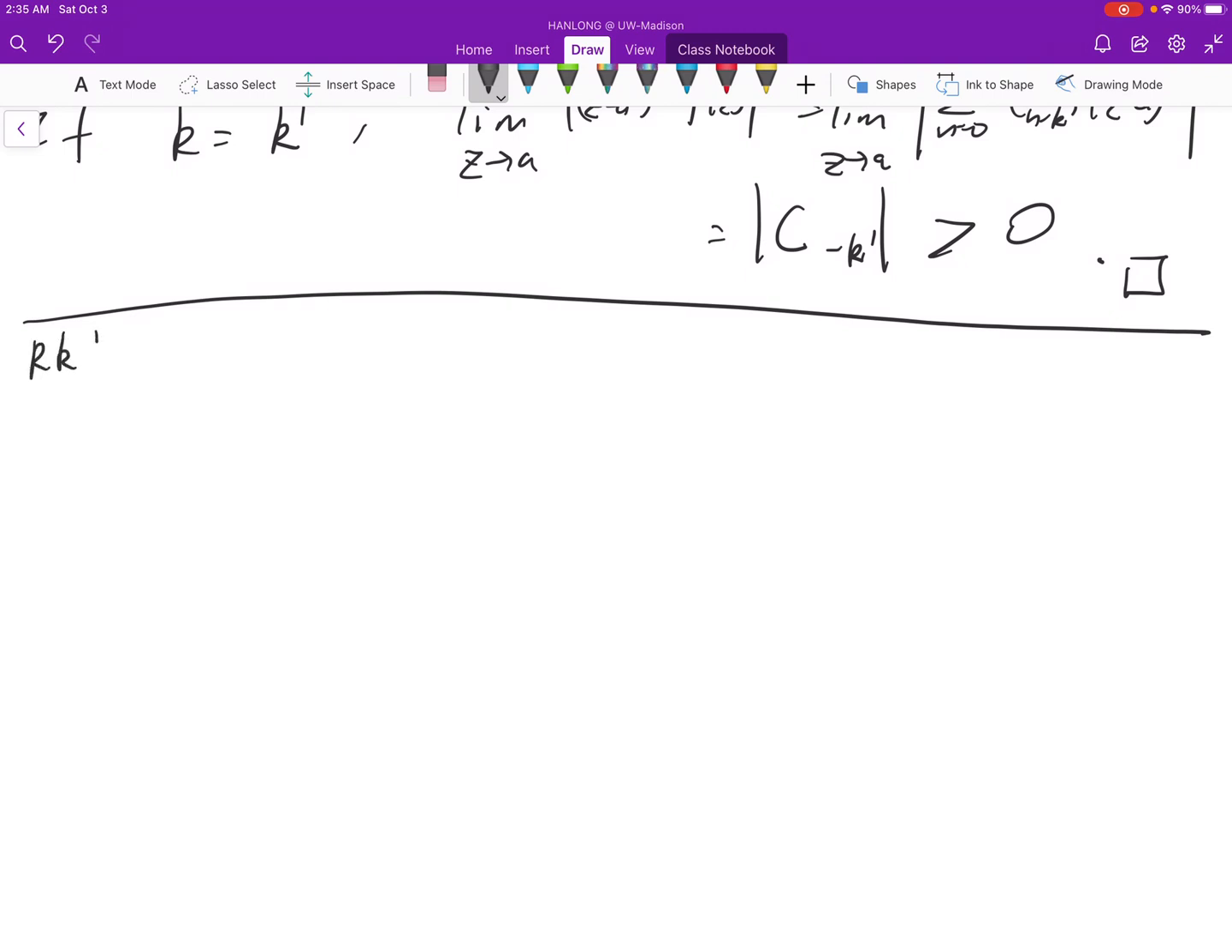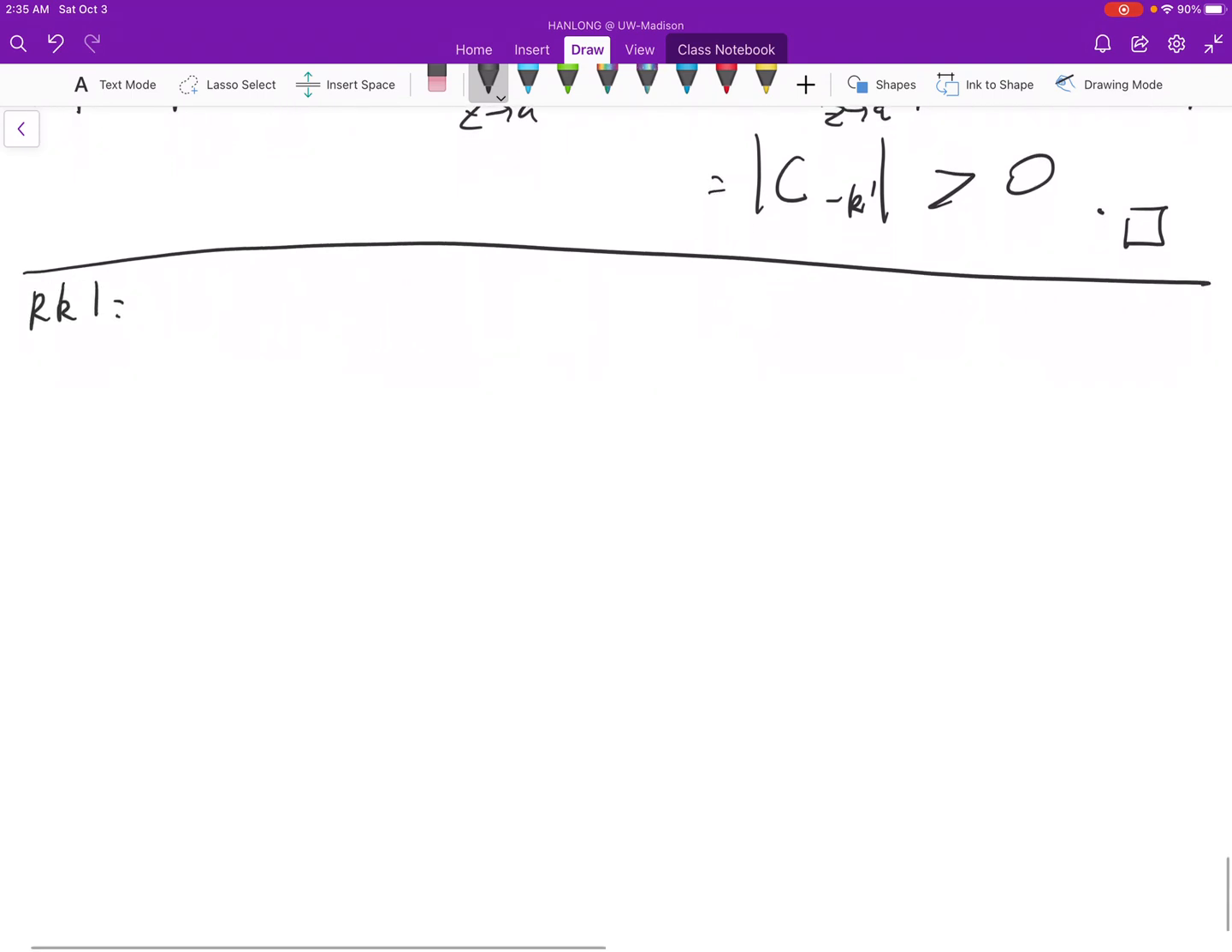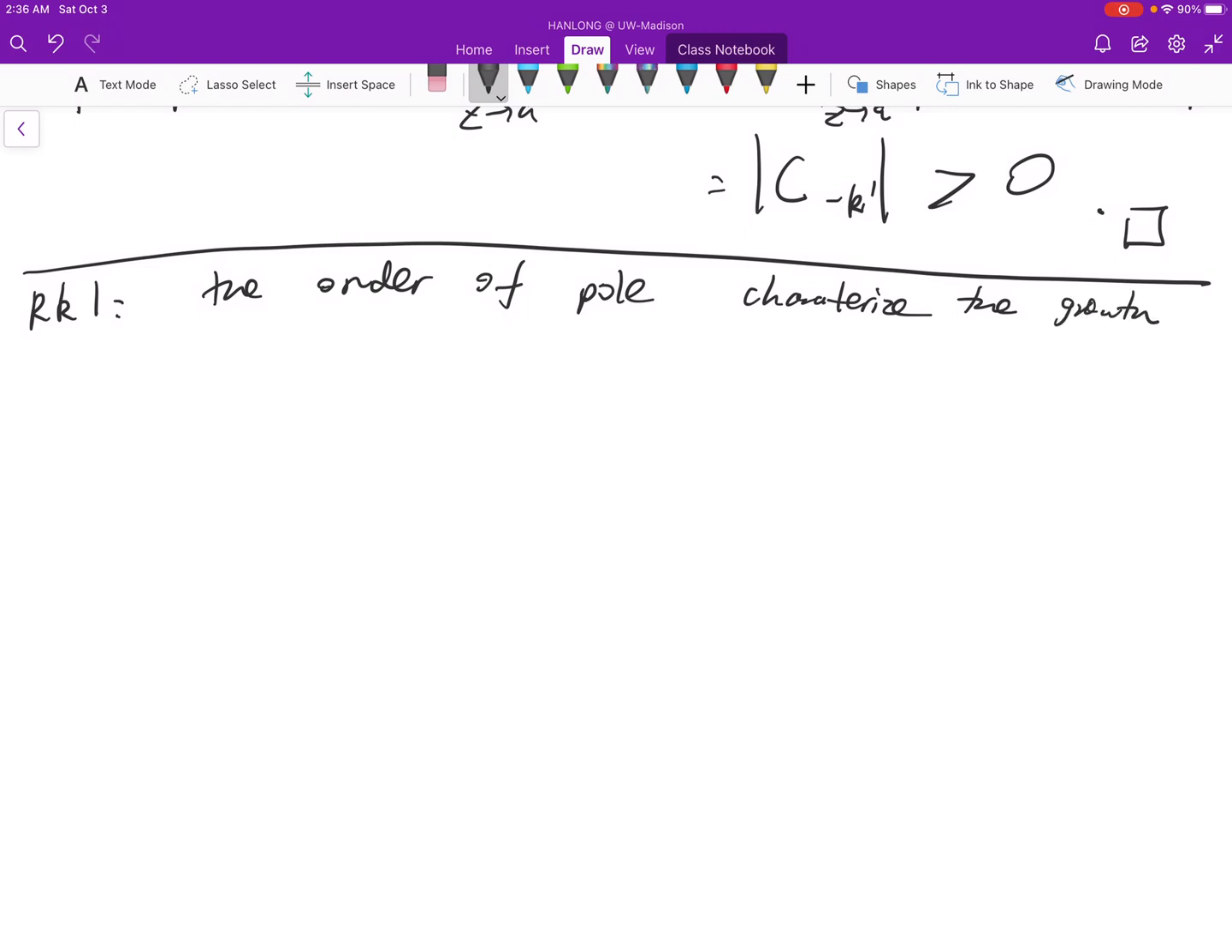So I will write down the remark for this one. The order of pole characterizes the growth of the function f near the pole.